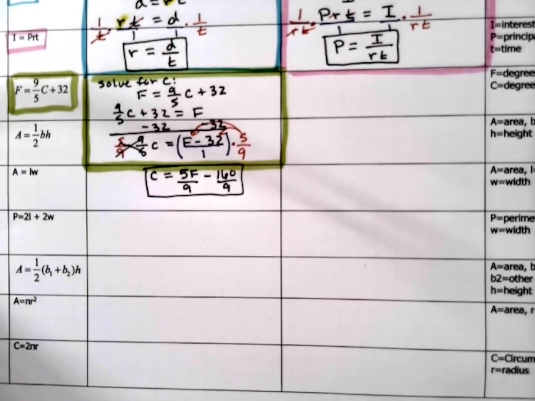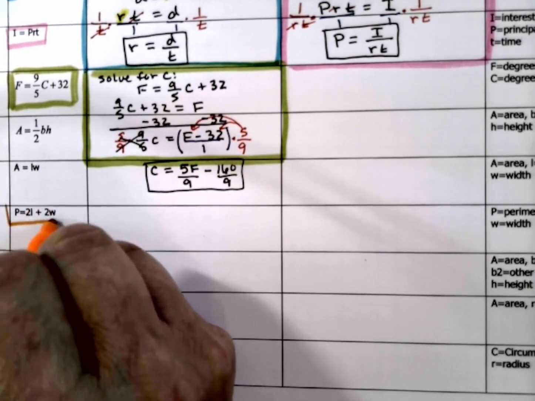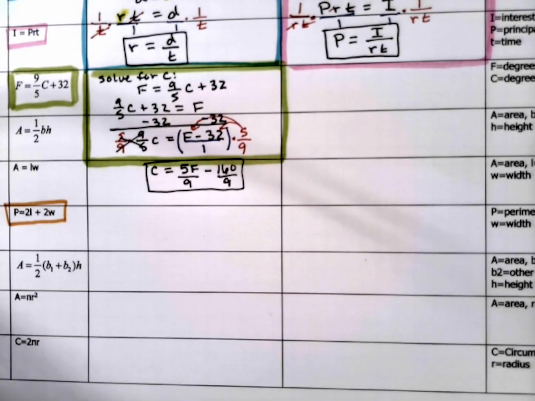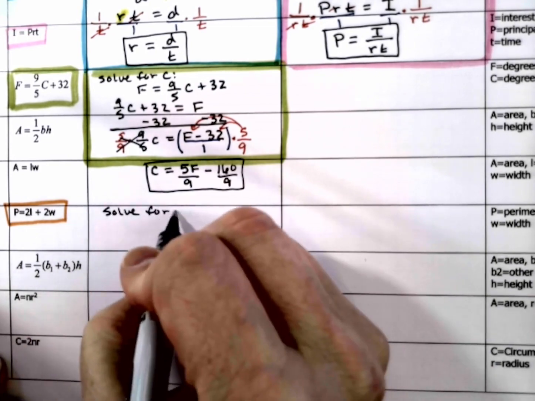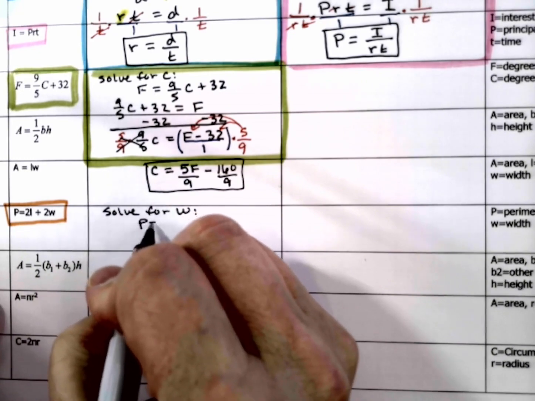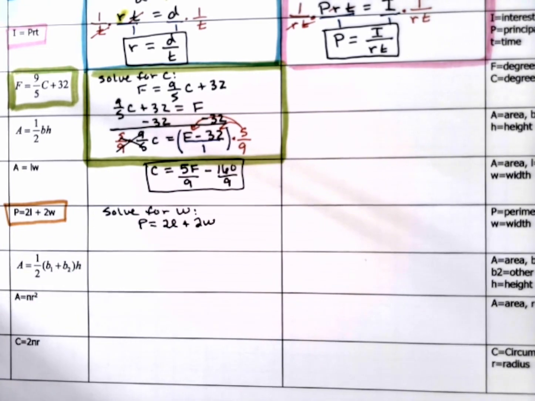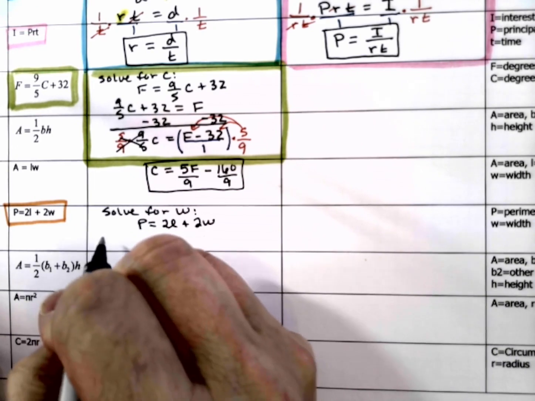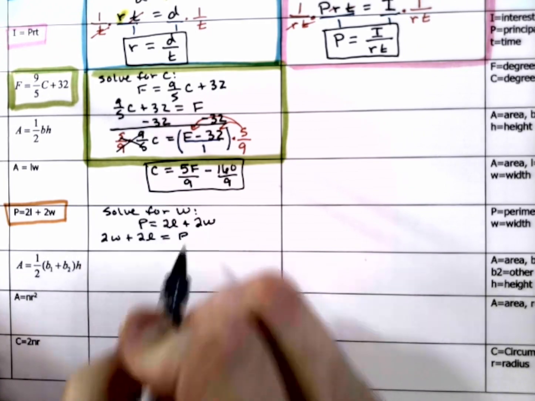All right, we're going to skip down here. We're going to do the perimeter of a rectangle equation. And we're going to solve for W. Okay, so let's write what we've got. P equals 2L plus 2W. Okay, just like before, if I want to get W to the left quickly, I just flip-flop the sides. So I'm going to write 2W plus 2L equals P.